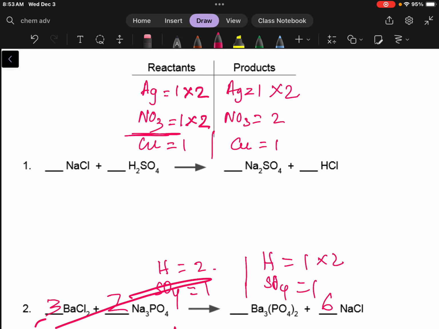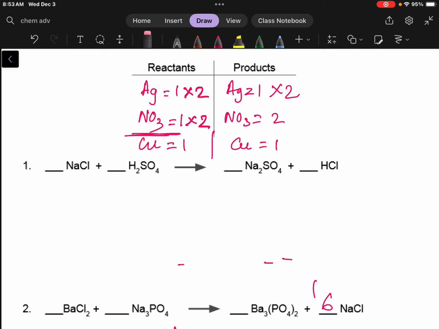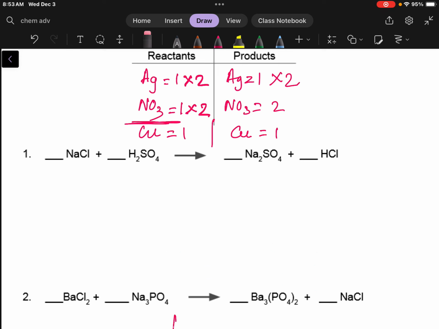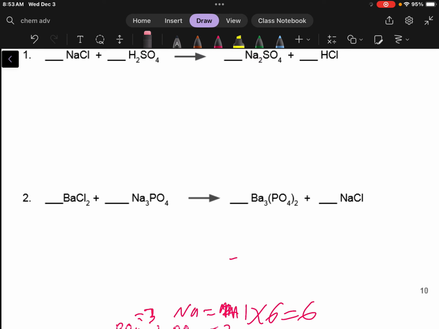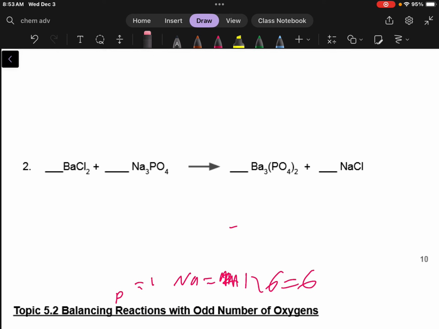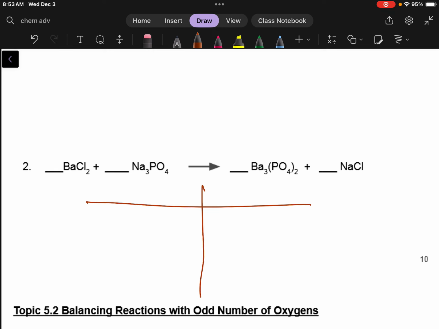Okay, do one more before we go learn the next type. Do the number 2. Number 1 is easy. Do 2. The equation is already given to you. What are you going to do first? List them, okay? Reactants and products.